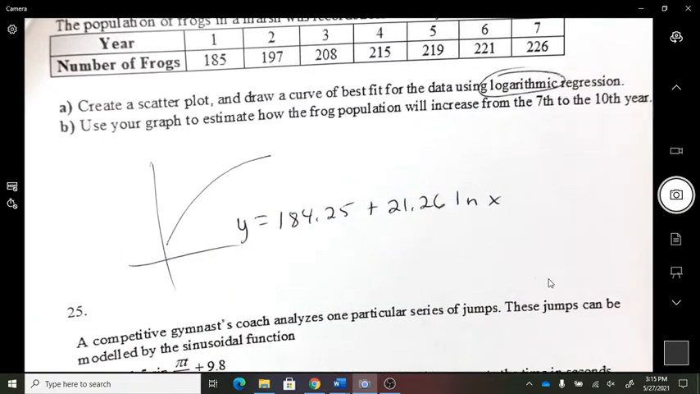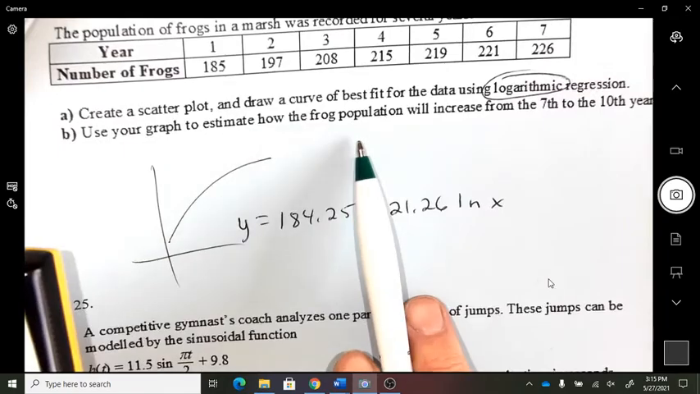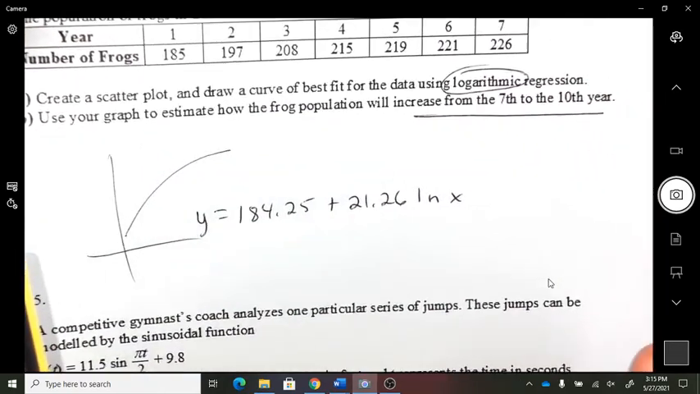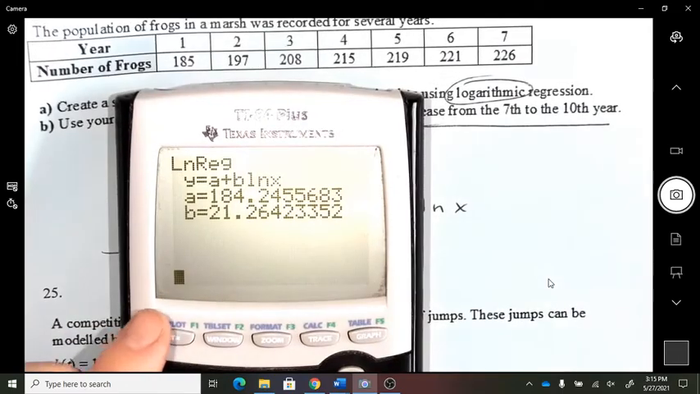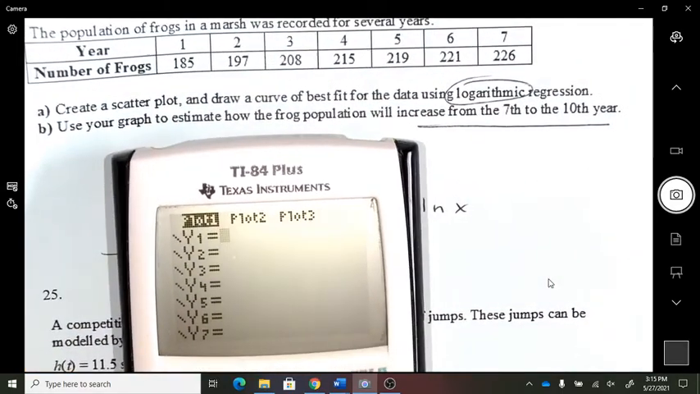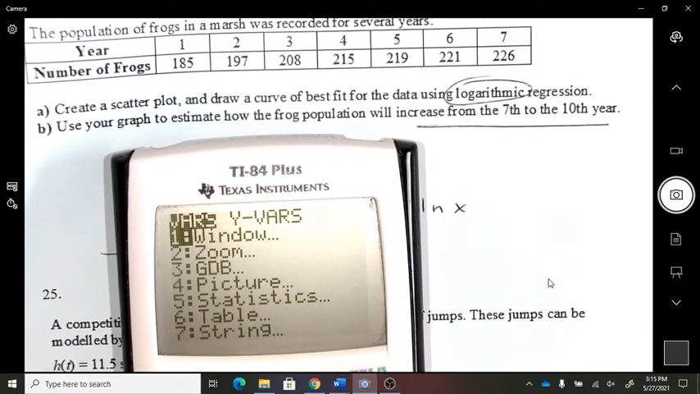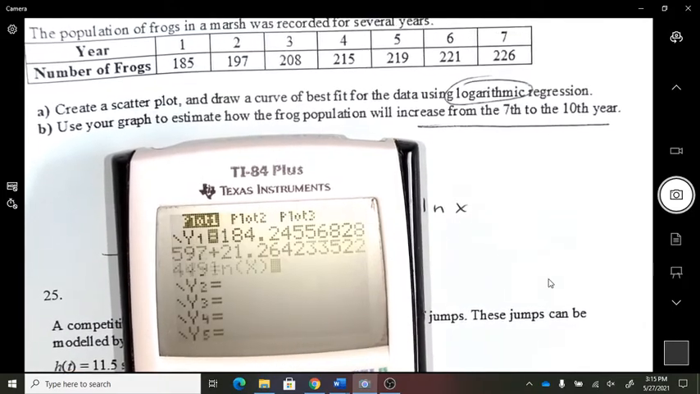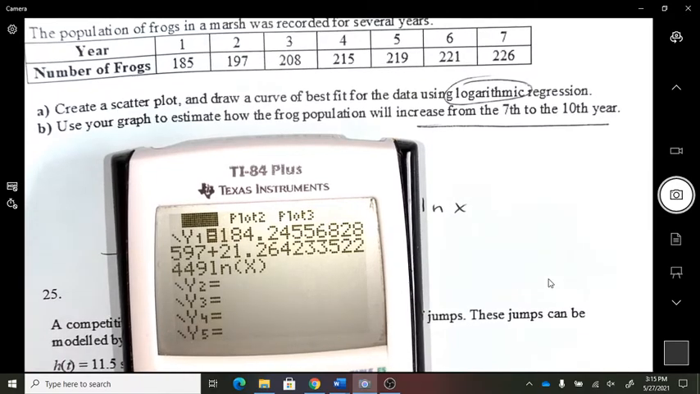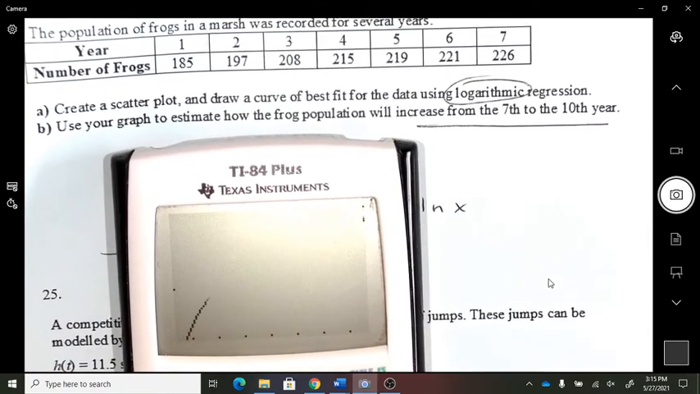Okay. Use this to figure out the frog population, how it's going to increase from the 7th to the 10th year. Okay, so I'm going to y equals, that was good? Yep. Vars, stat, equation. If you like to graph it just to see how it goes through your dots, that's good. Otherwise, you got to get the dots off of there though.